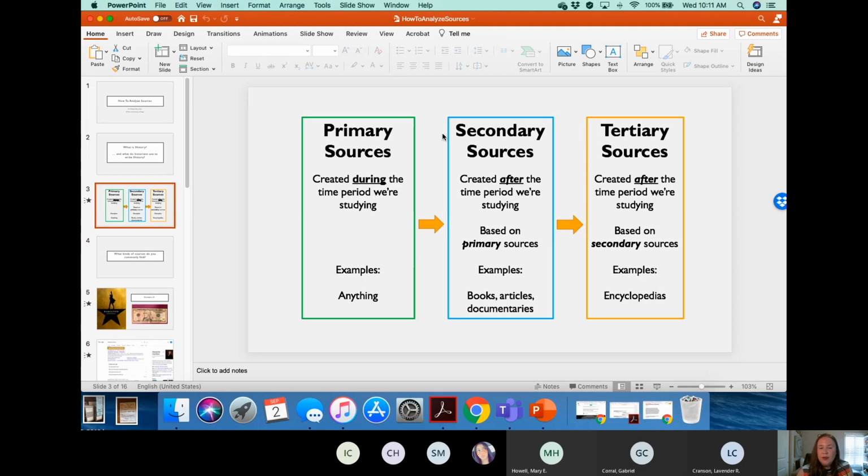So the big difference between primary versus these other two is when it's created, right? Primary is created during, and then secondary and tertiary is after. So any questions on that so far?